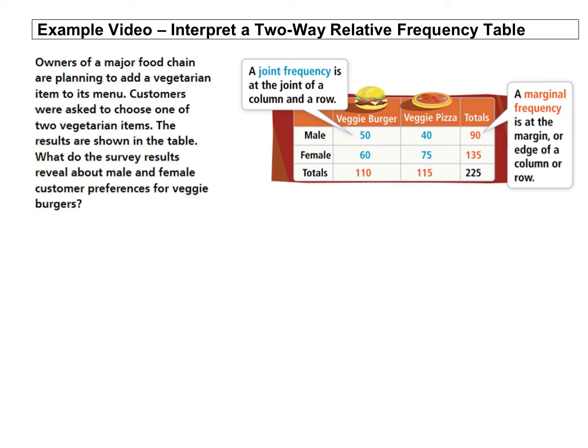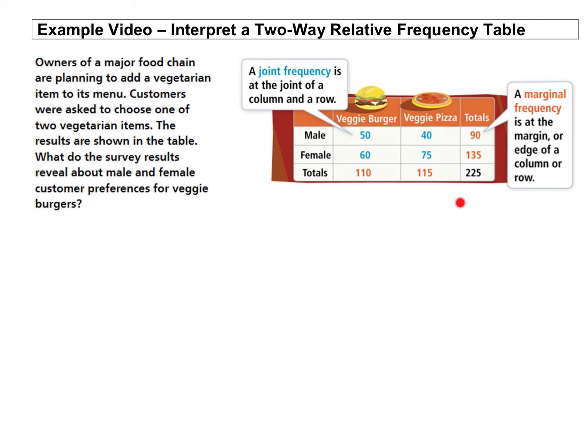Okay, in this example, we're going to interpret a two-way relative frequency table. So it's the exact same situation we had in the last one. This food chain wants to add a vegetarian item. They're not sure which to add. They surveyed. We got burgers, veggie pizzas. This is the same table we saw in the last example.